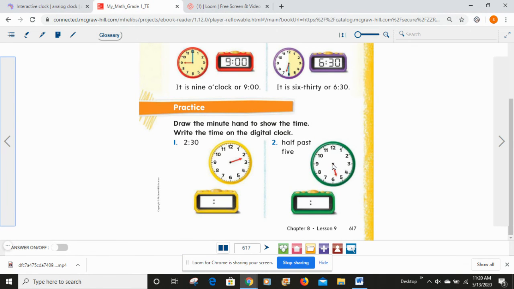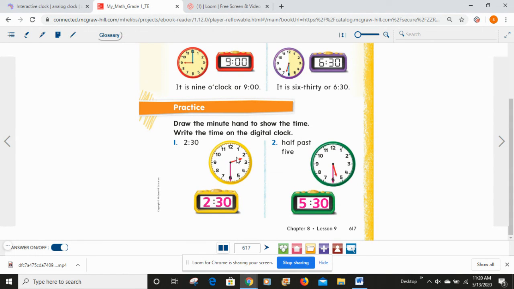So I would draw my minute hand straight down pointing at the 6. On my digital clock, I would say 5 hours, 30 minutes. So let's check and see if both of those are correct. And they are. 2:30 and 5:30.